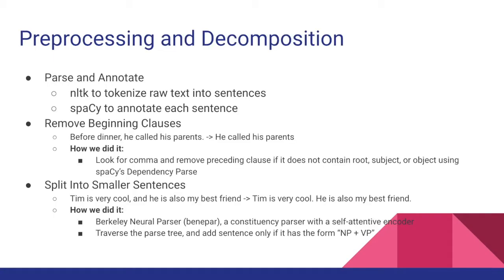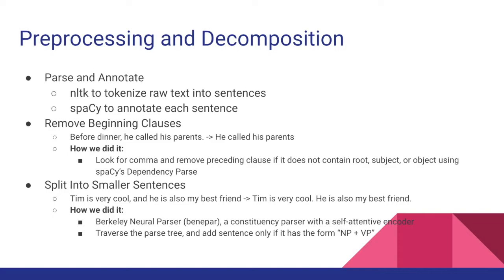So starting off with pre-processing and decomposition, the first step was parsing and annotating the actual sentences into tokens, using NLTK and spaCy. And then we sought to remove the beginning clause. For instance, sometimes in sentences there's a beginning clause that has some unnecessary information, like "Before dinner, he called his parents." We wanted the sentence to return "He called his parents." To do that, we used spaCy's dependency parser, and we looked for commas and then checked the preceding clause. If it didn't contain any important information like root, subject, or object, then we took it out.